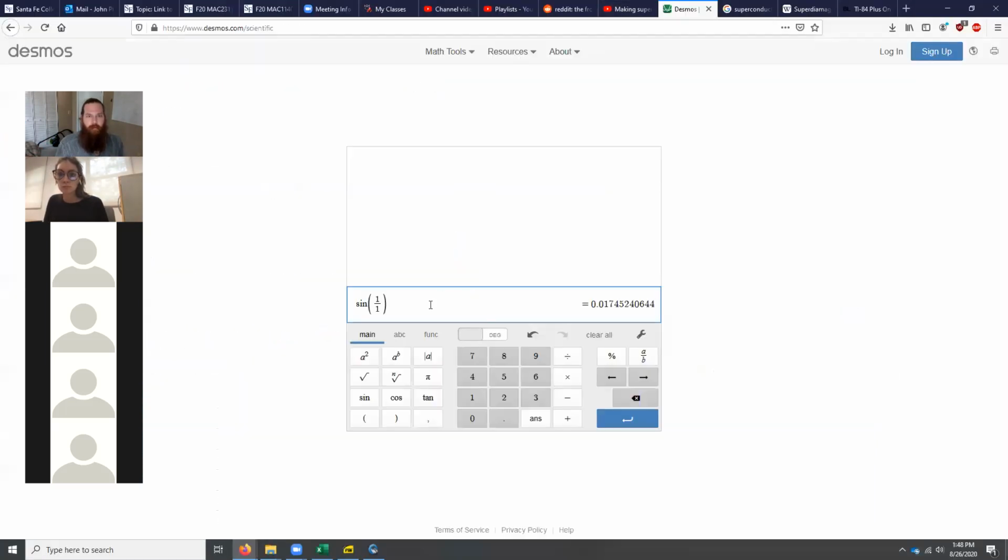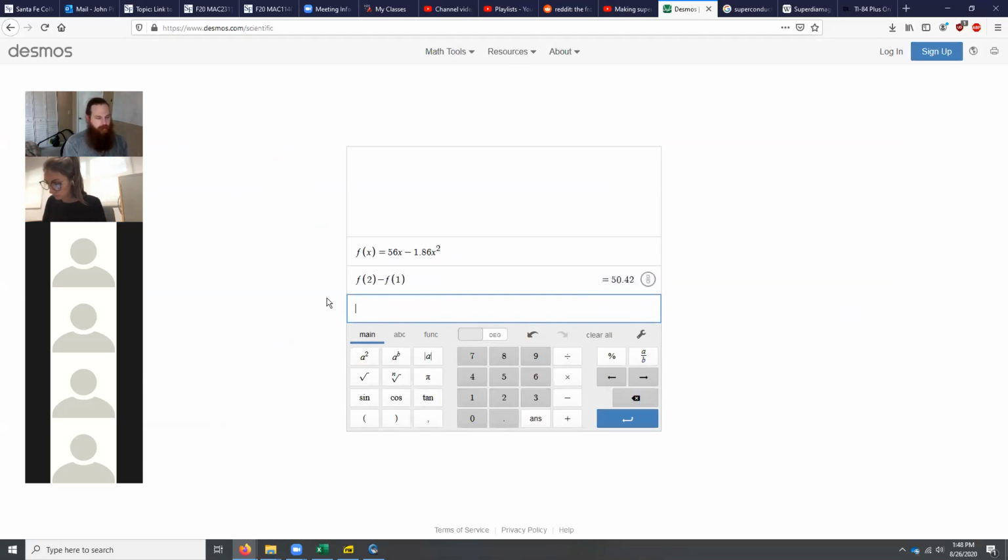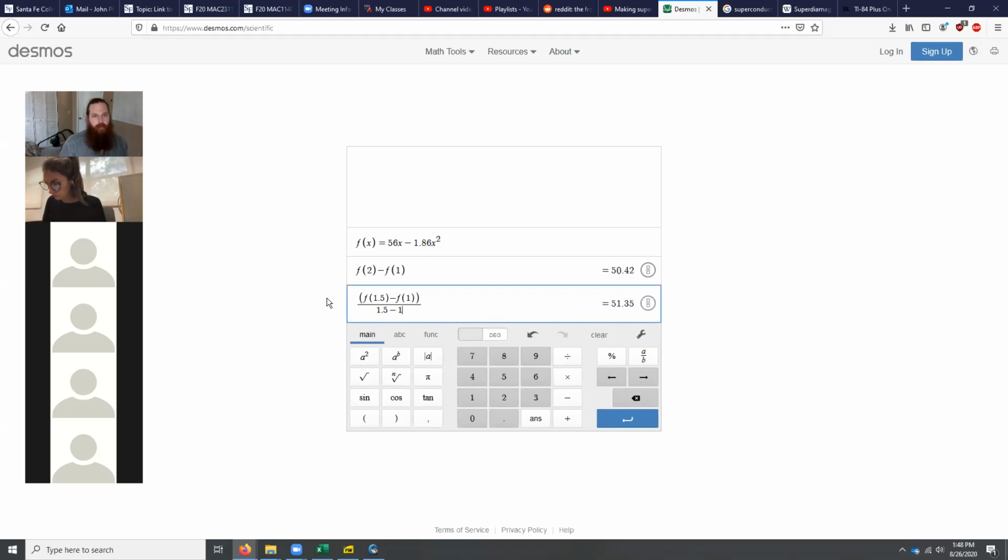Desmos is pretty good at these sort of things. So if I tell it f of x is 56x minus 1.886 x squared, then I think I can ask for things like f of 2 minus f of 1. So that would be your first guy. Your next guy would be f of 1.5 minus f of 1 over... Oh, I think you're forgetting to divide. Okay, 1. So the first one, the thing downstairs is 1. It's 2 minus 1, right? But it's the same.